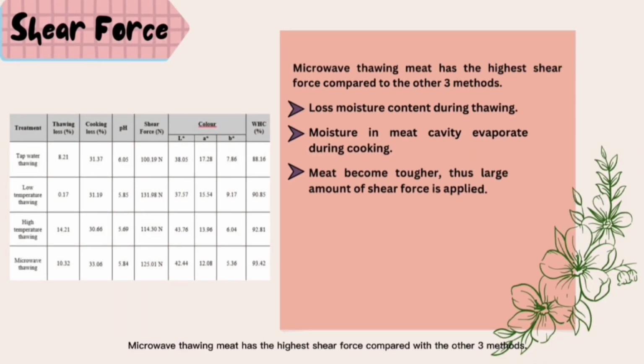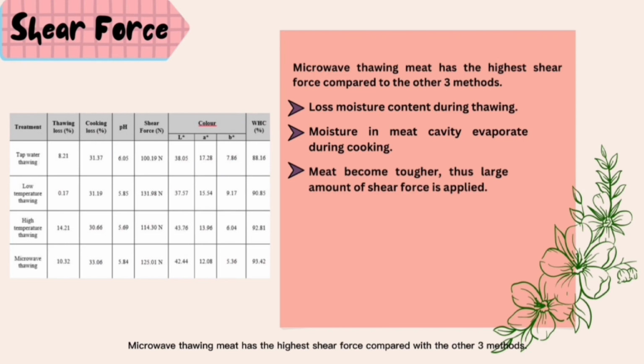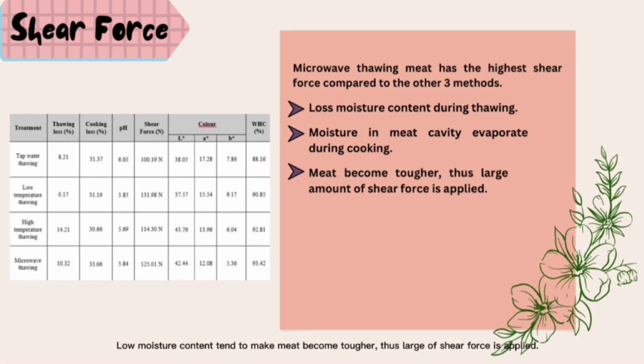Microwave thawed meat has the highest shear force compared with the other three methods due to lost moisture content during thawing and moisture in the meat cavity evaporating during cooking. Low moisture content tends to make meat tougher. Thus, a larger shear force is applied.